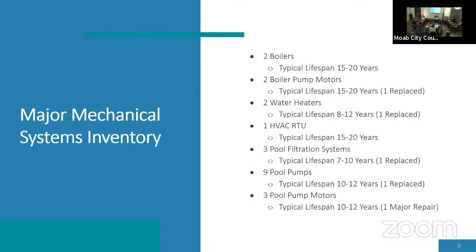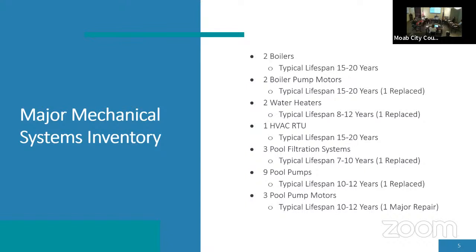Essentially, in terms of what we've got going on for the facility as a whole, I'm not going to read through every single thing, but we've got 2 boilers, 2 boiler pump motors, 2 water heaters, 1 HVAC rooftop unit, 3 pool filtration systems, 9 pool pumps, and 3 pool pump motors. You can see the typical lifespan of those different items, which generally range on this list from 7 to 20 years. We have replaced about 4 of the items on this list so far.